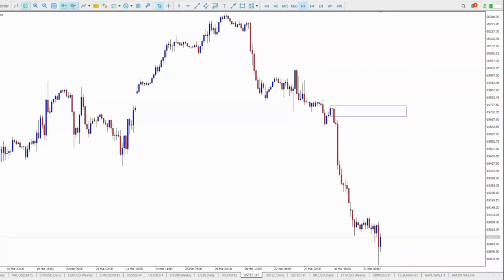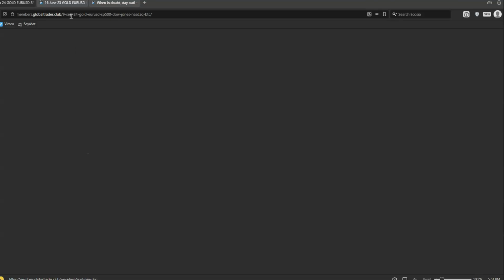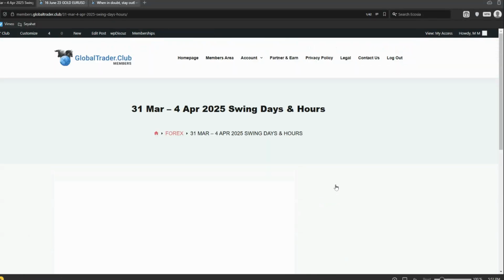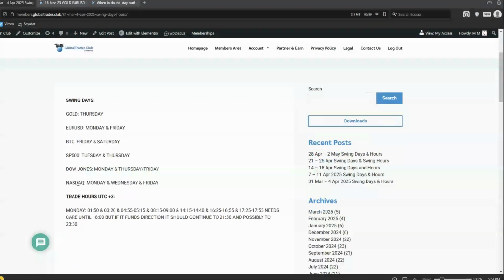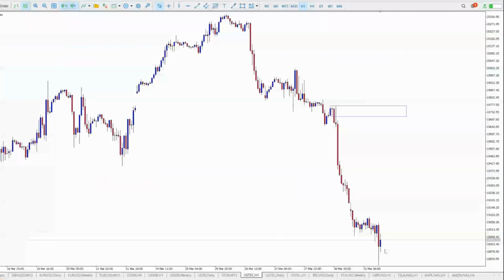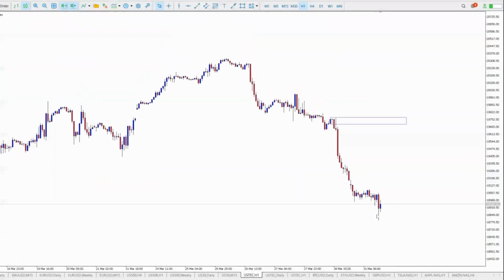And if you take a look at NASDAQ today, let's take a look at today, shall we? If I refresh, and if I do 31st of March to the 4th of April, you see NASDAQ is Monday, all right? Dow Jones is Monday. So the market is looking for a swing day on a Monday, and that's a nice little push down to come back up, and we're in the US morning session here.